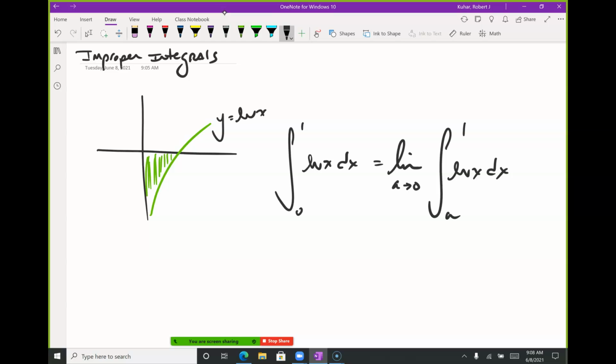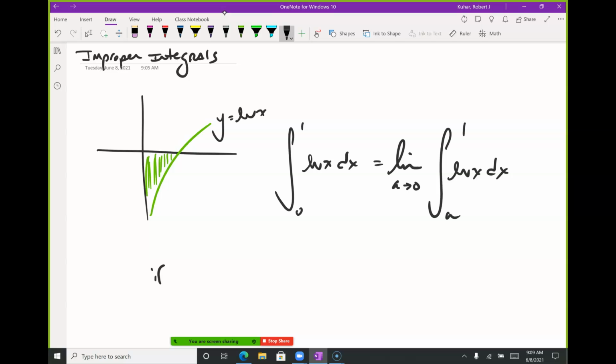Now, that area may exist. It may be countable, right? It might have an area, let's say, of 10 units squared. Who cares about the units? Your science teachers will take care of the units for you. I just want you to be able to do the integral. So if that area is finite, we call it convergent. If the area cannot be calculated, like I get a limit that does not exist or is infinite, then we say divergent.